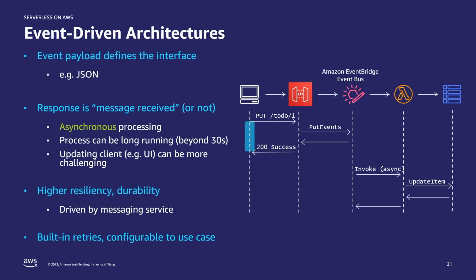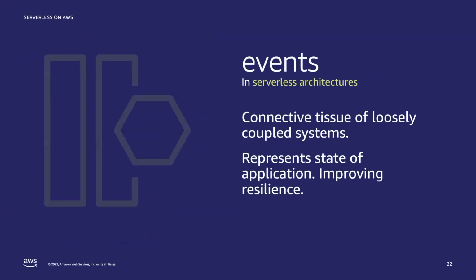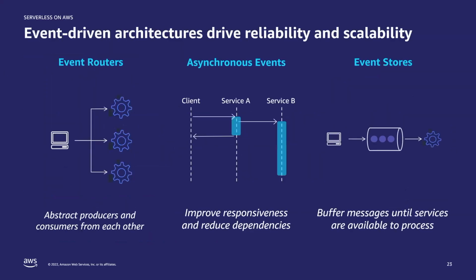And that's asynchronous processing. It does have higher resiliency because you're not client-based, you're not waiting on client requests, and it's typically driven by a messaging service or enqueued. Built-in retry, so this is where we're going to use like our SQS service to queue the messages. And then if there's a failure, it should be able to retry. So event-driven architectures drive reliability and scalability.